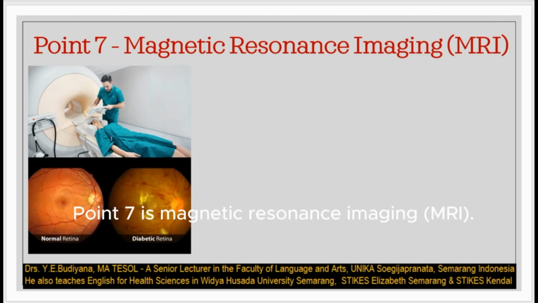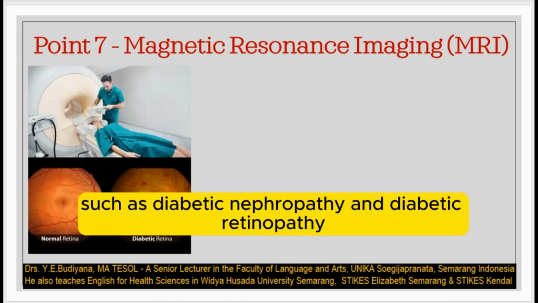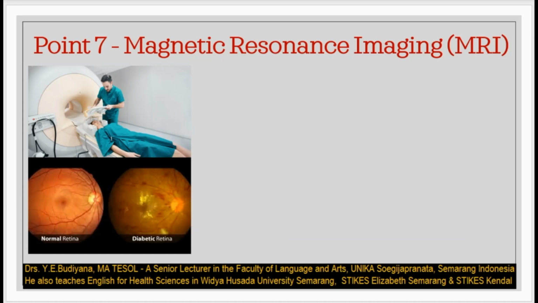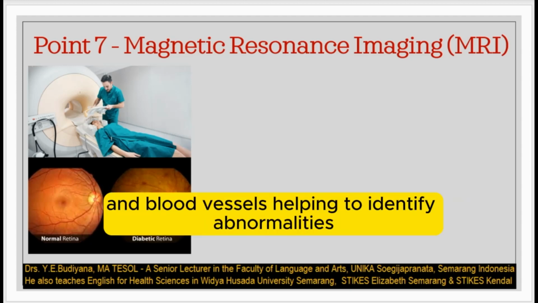Point 7 is magnetic resonance imaging, MRI. MRI is commonly used to evaluate and detect complications associated with diabetes mellitus, such as diabetic nephropathy and diabetic retinopathy. MRI provides detailed images of the organs and blood vessels, helping to identify abnormalities.